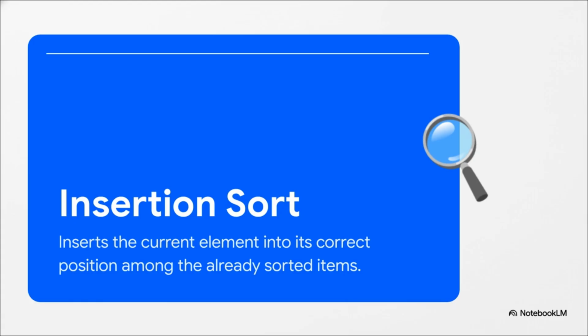Think about it. You hold the sorted cards in your left hand. You pick up a new, unsorted card with your right hand, compare it to the cards in your left, and slot it exactly where it belongs. You're building the sorted array one element at a time, perfectly preserving the relative order as you go.